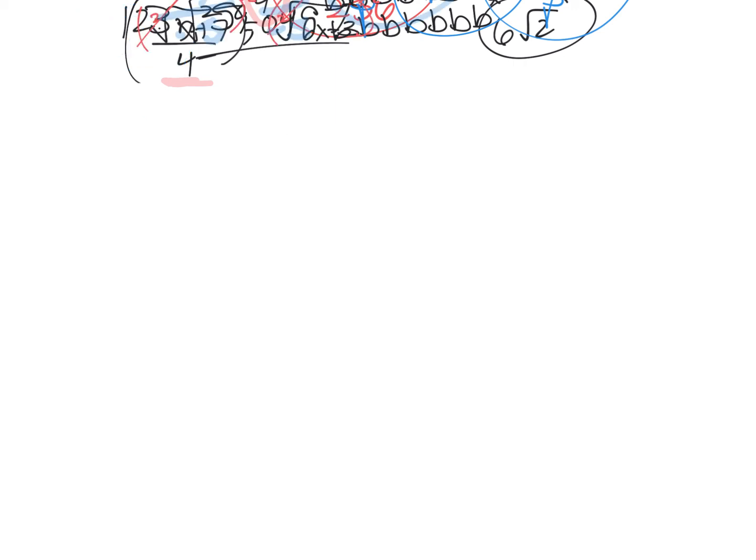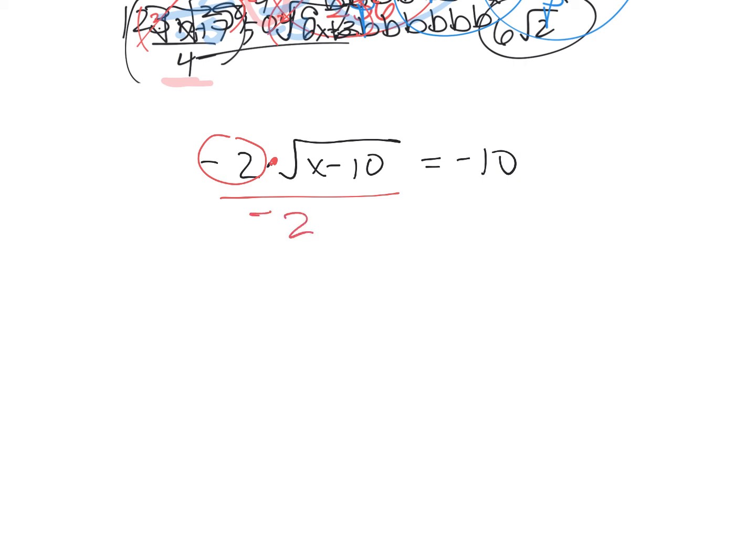Okay, next one. Some of you are messing up on these. So I have negative 2 times the square root of x minus 10 equals negative 10. This negative 2 is multiplying with this radical. So I'm going to divide by negative 2 and get rid of it. Multiplication and division undo each other, not multiplication and addition or subtraction. So now we have the square root of x minus 10 equals 5.